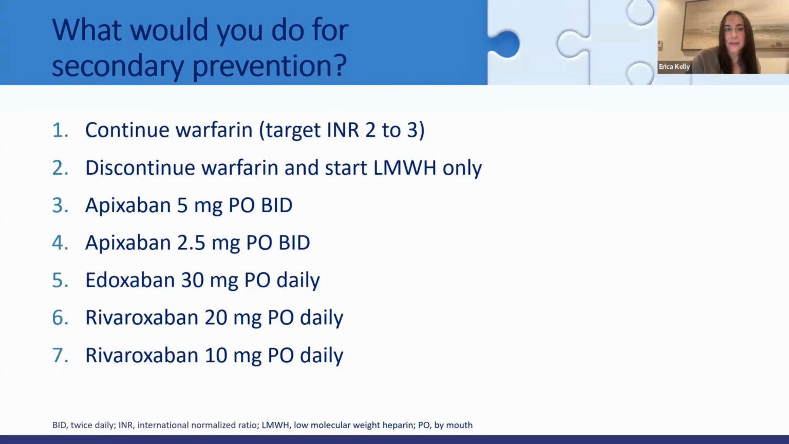I think in this case, it'd be reasonable. I would do number 4. They've had 6 months of treatment, and there's a lot more evidence for dose reduction of apixaban in this setting, with this eGFR, showing decreased thrombotic events as well as bleeding. So I think this would be a reasonable alternative.